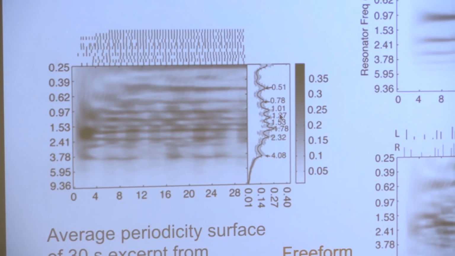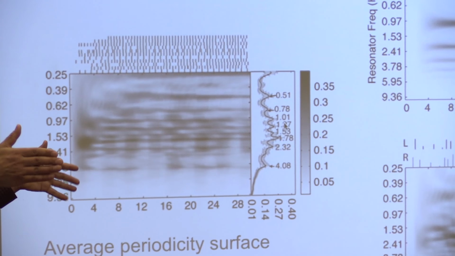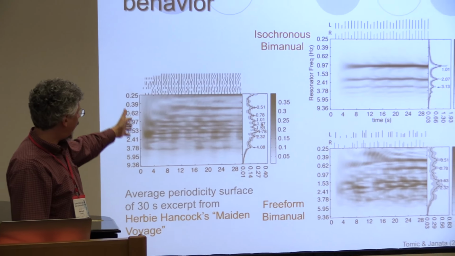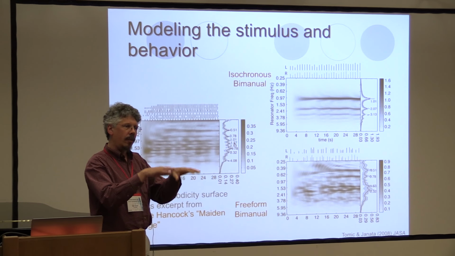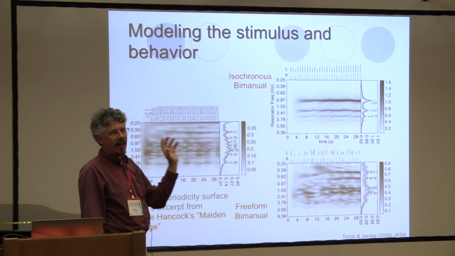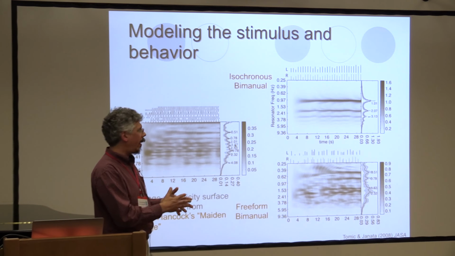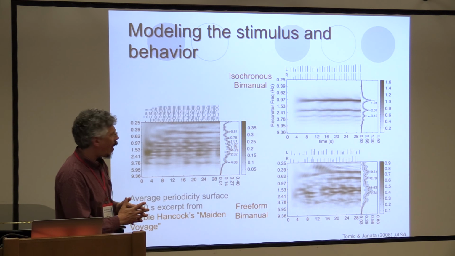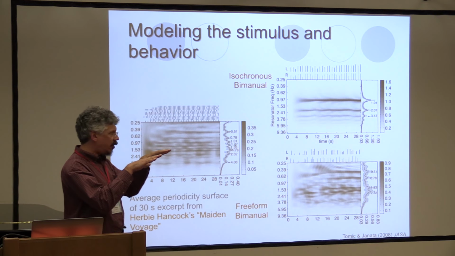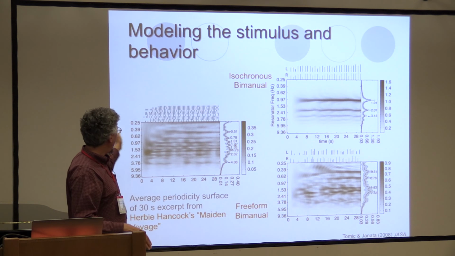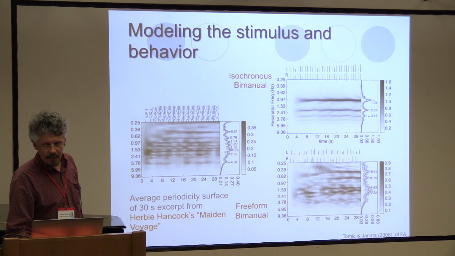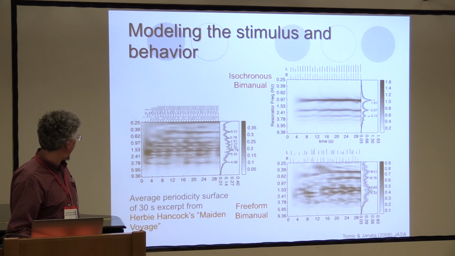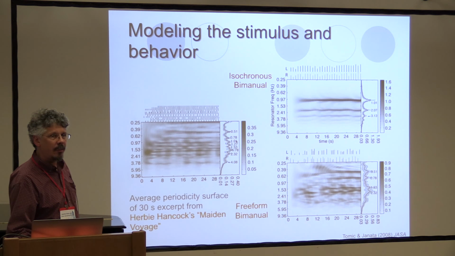So we can run the audio. This is basically taking that audio excerpt, running it through the model, estimating what periodicities are present. We can also take the behavior, the tapping data, and run that through the same model and then compare the periodicities. So on the top right panel is someone just tapping isochronously along with this piece, and the main periodicity is here at 1.01 hertz, which is one of the peaks for the stimulus model, right?